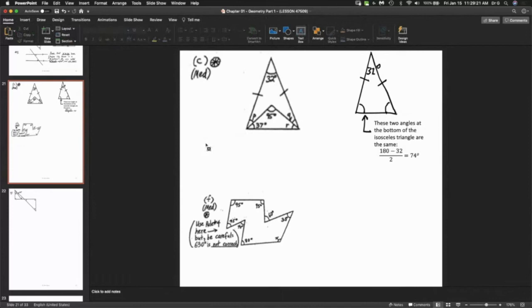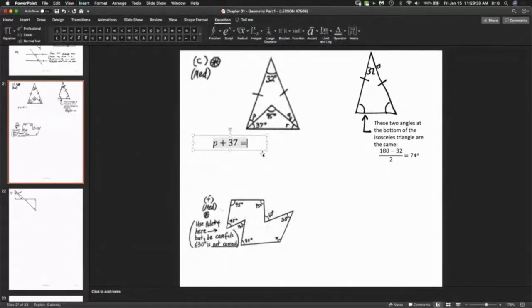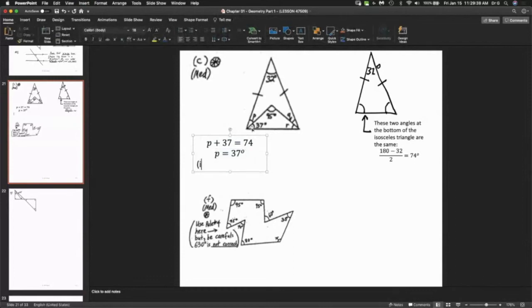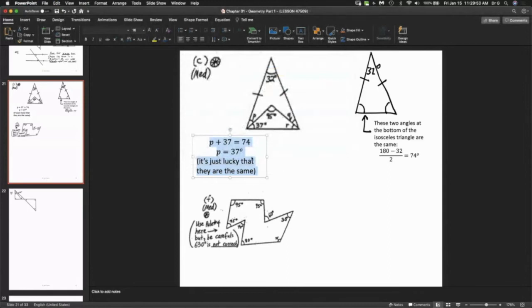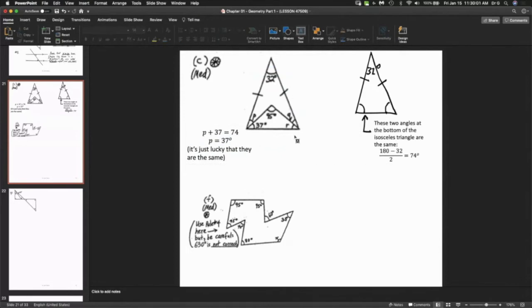So now that they're 74, you can go back here and do some extra work. Now becomes the fun part of the question. We know that P plus 37 is equal to 74, and P equals 37. Not because they're necessarily the same, it's just lucky that they're the same, okay? I'm going to mention that here. It's just lucky that they are the same. I want to really emphasize that it's just luck. It's not special.